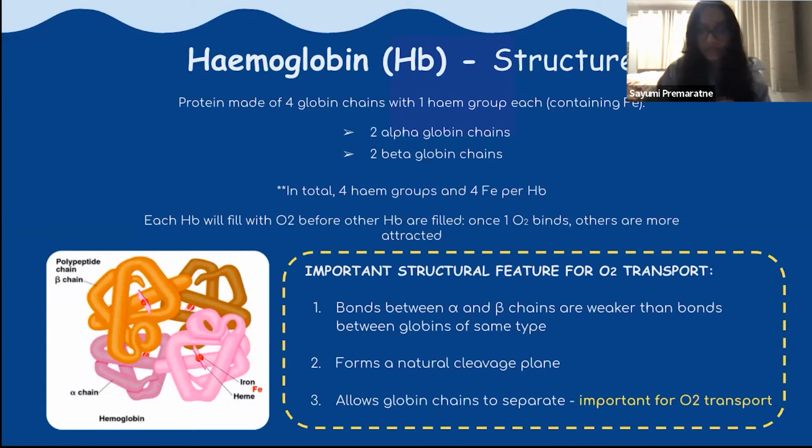So just in summary, a hemoglobin will have 4 heme groups or globin chains, and also each heme group has its own iron molecule. So in one hemoglobin, you have 4 heme groups and 4 iron molecules.